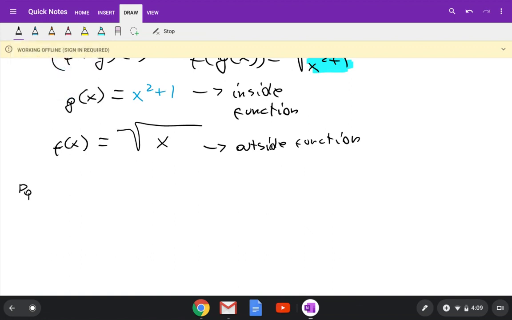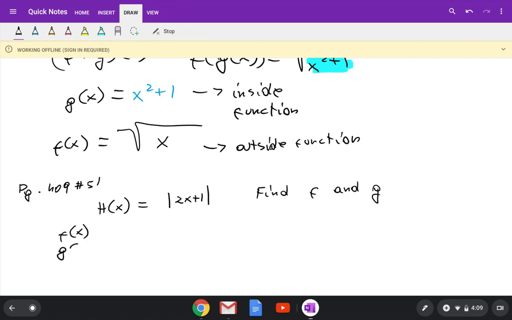Page 409, number 51. The same idea. H of x is equal to the absolute value of 2x plus 1. You need to find f and g. So you need to find the equation of f of x and g of x. Don't forget that h of x, that's the composite function, which was created from two functions, f composed with g.